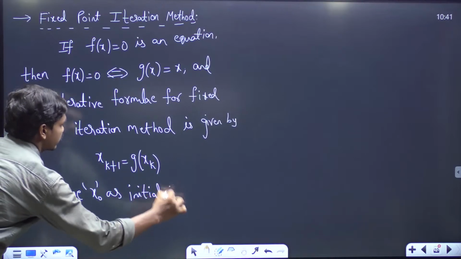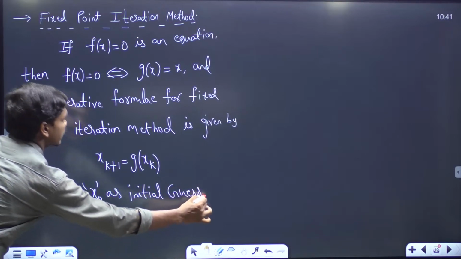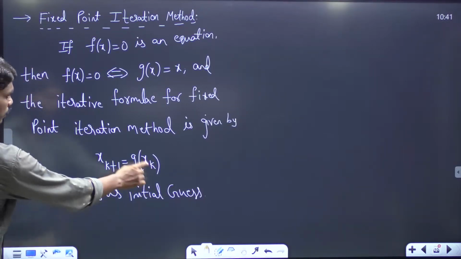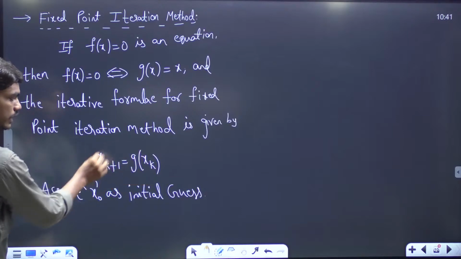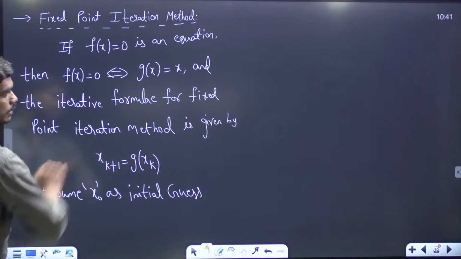Assume x naught as initial guess. If you assume this x naught as initial guess, first of all, you will get G of x naught, which means you got the value of x1. Again, if you put x1 here, you will get x2 value. So this iteration keeps on repeating.